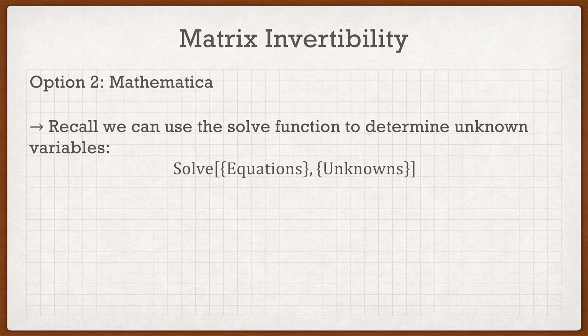The keys of the Solve function are this. The function is Solve, and inside the square brackets, we got two curly brackets. In the first curly brackets, we input our equations and what they're equal to. And in the second ones, we input our unknowns. In this case, it's very simple because we have one equation, and thus the determinant of our matrix M is equal to 0.